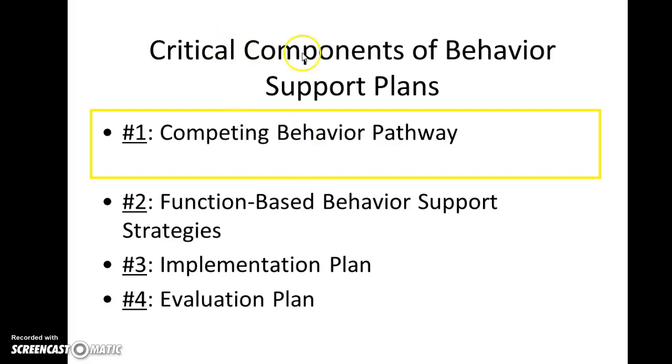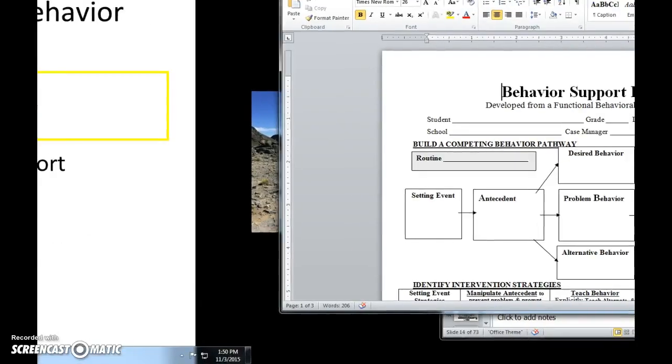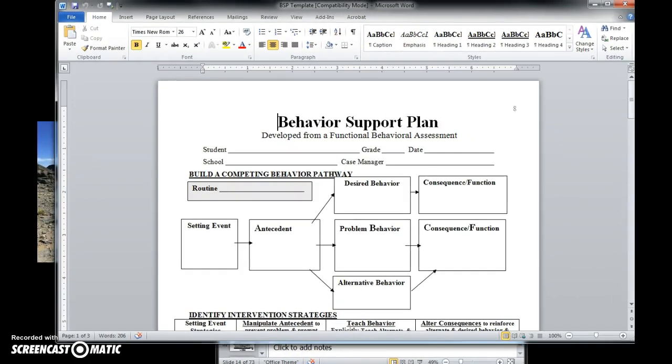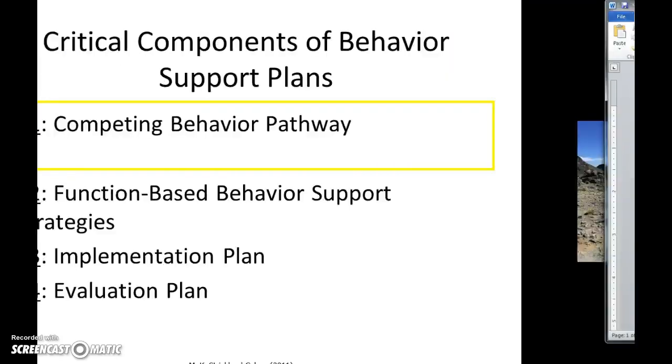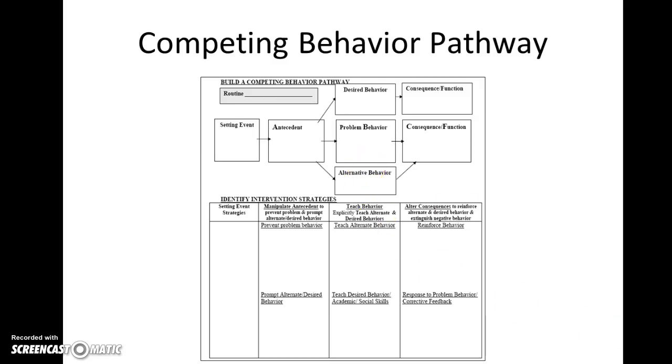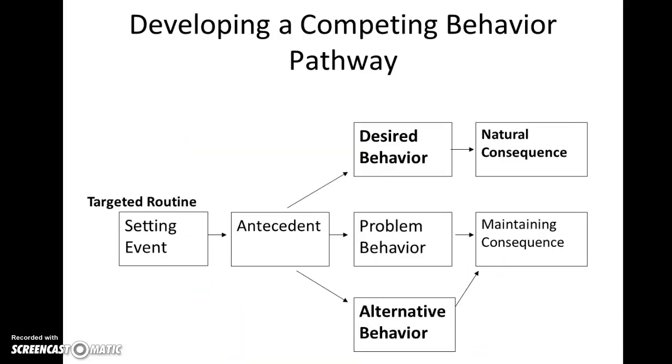Okay, so for the critical components of behavior support plans, the first part is competing behavior pathway, and that is the first part of the template that I gave you. If you can look over here, it's under assignment rubric, the BSP template, and it's the very top part. Okay. All right, let's continue. All right, so this is how it looks, and this is the part that we're doing.